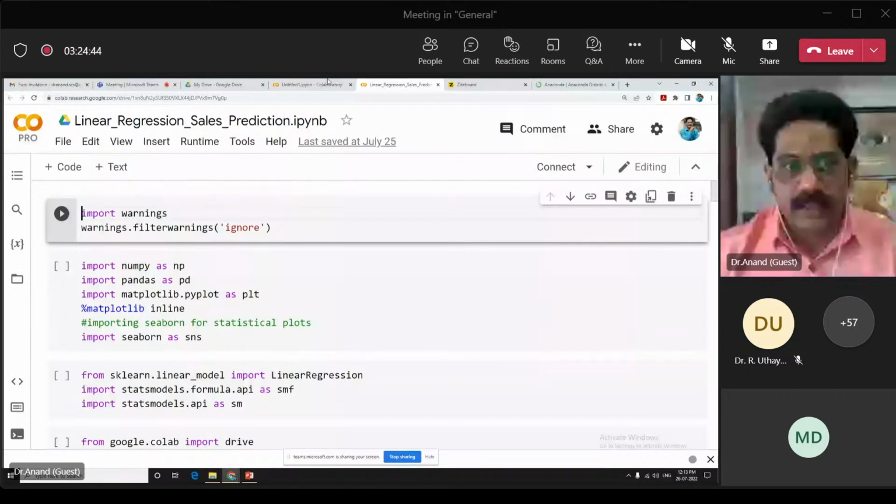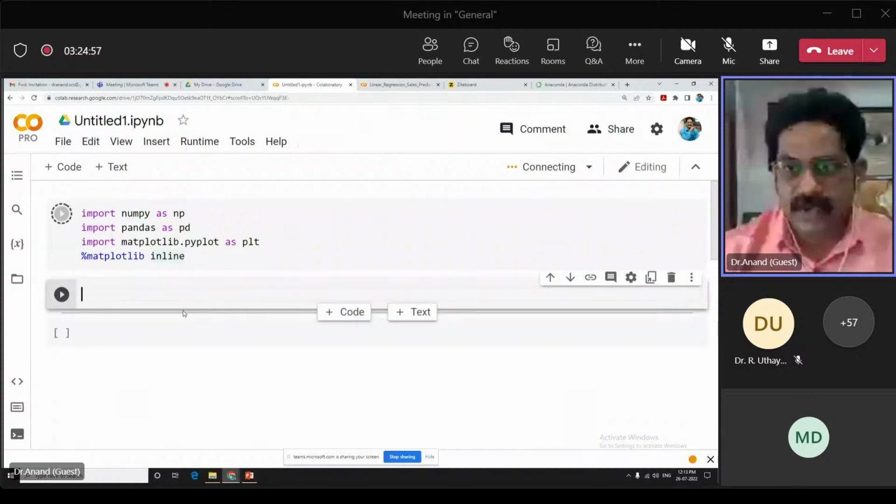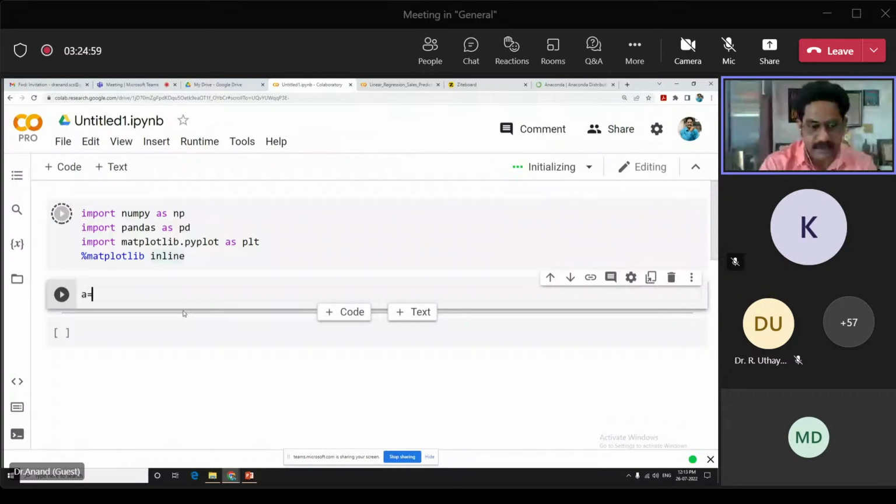See, you can run the cell like this. As soon as you run the cell, here you can see it is connecting to the server. It will allocate some RAM and hard disk space to us. I will just show you how you can define a simple array like this. For example, I want to define an array with np.array. Say I want to define a body mass index as an array.